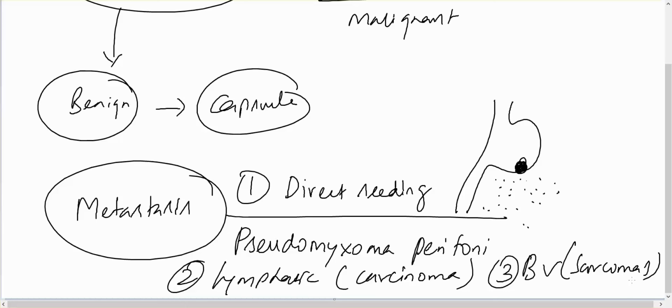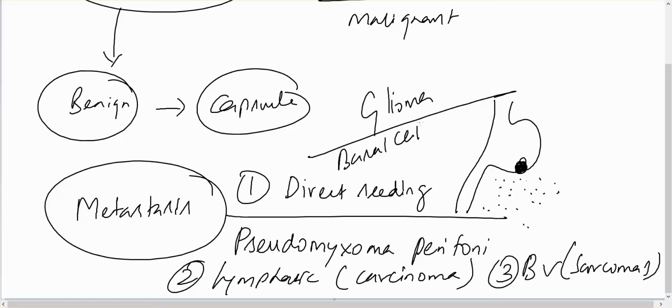There are some cancerous tumors that rarely metastasize. One is glioma. Don't forget this, glioma and basal cell carcinoma. Even though they are malignant tumors, they very rarely metastasize. So they have a better prognosis, and inshallah we will discuss more in the other modules. Now you should know glioma and basal cell carcinoma very rarely metastasize. So this is all about metastasis.